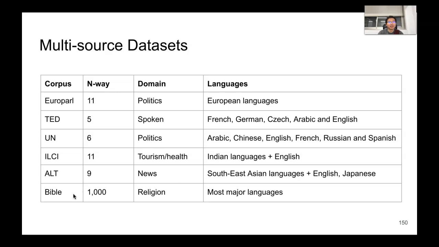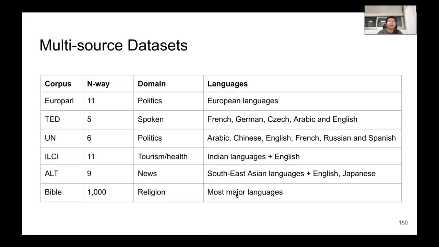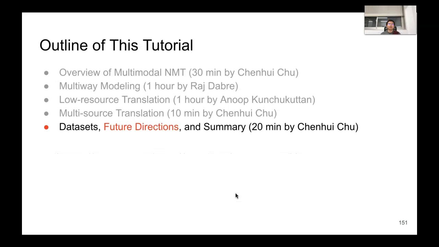The most massive multi-source dataset is the Bible corpus. This is very big. It contains 1,000 languages, and the domain is the Bible, so the religion domain. Most major languages are contained there. So these are all good resources that you can use for multi-source machine translation study.